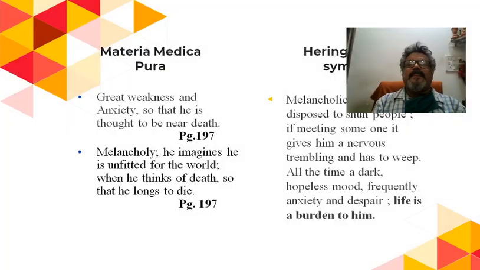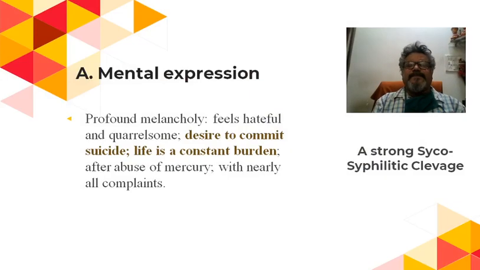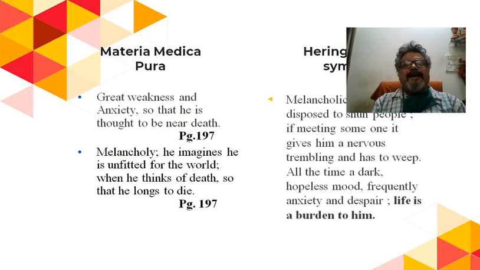So let us see that symptom: life is a constant burden, desire to commit suicide, profound melancholy. In Materia Medica Pura, it is written as great weakness of anxiety, so that he is thought to be near to death. Melancholy. He is unfitted for the world, where he thinks of death, so that he longs to die. So it is in Materia Medica, and it came in this kind of sentences by Allen.